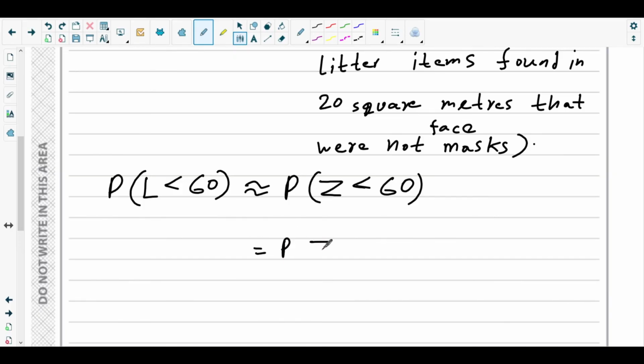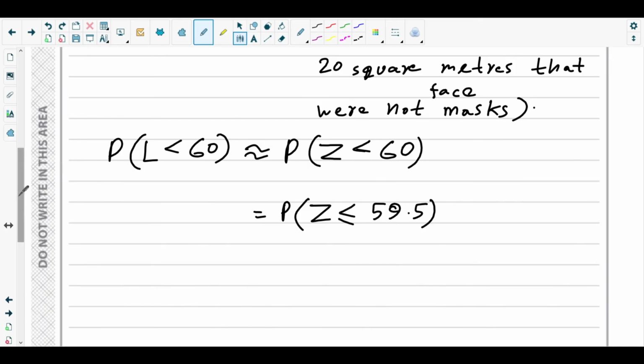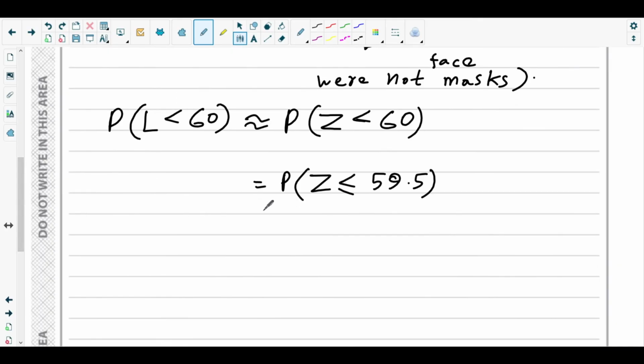So what would be the continuity correction? It was just less than 60, that means 60 is not included. So we will subtract 0.5 from 60. That's why it would be 59.5, because 60 is not included. We subtract 0.5 and make the inequality less than or equal. This is the process for doing continuity correction.